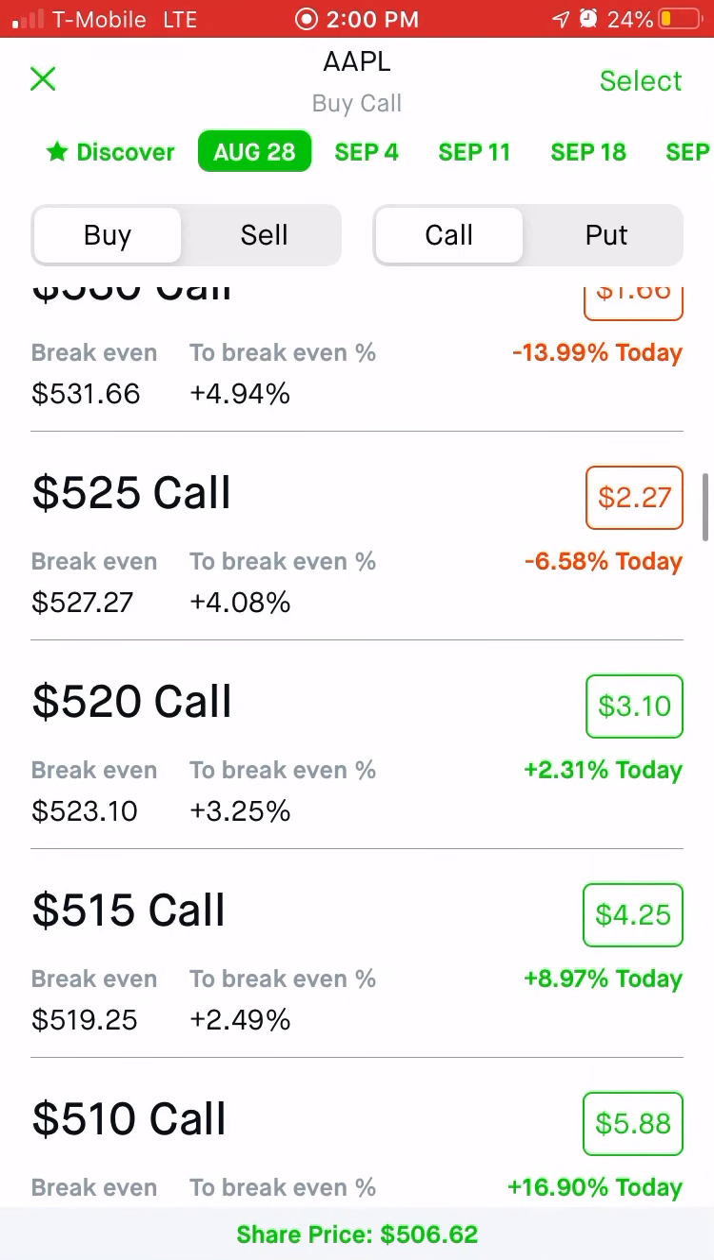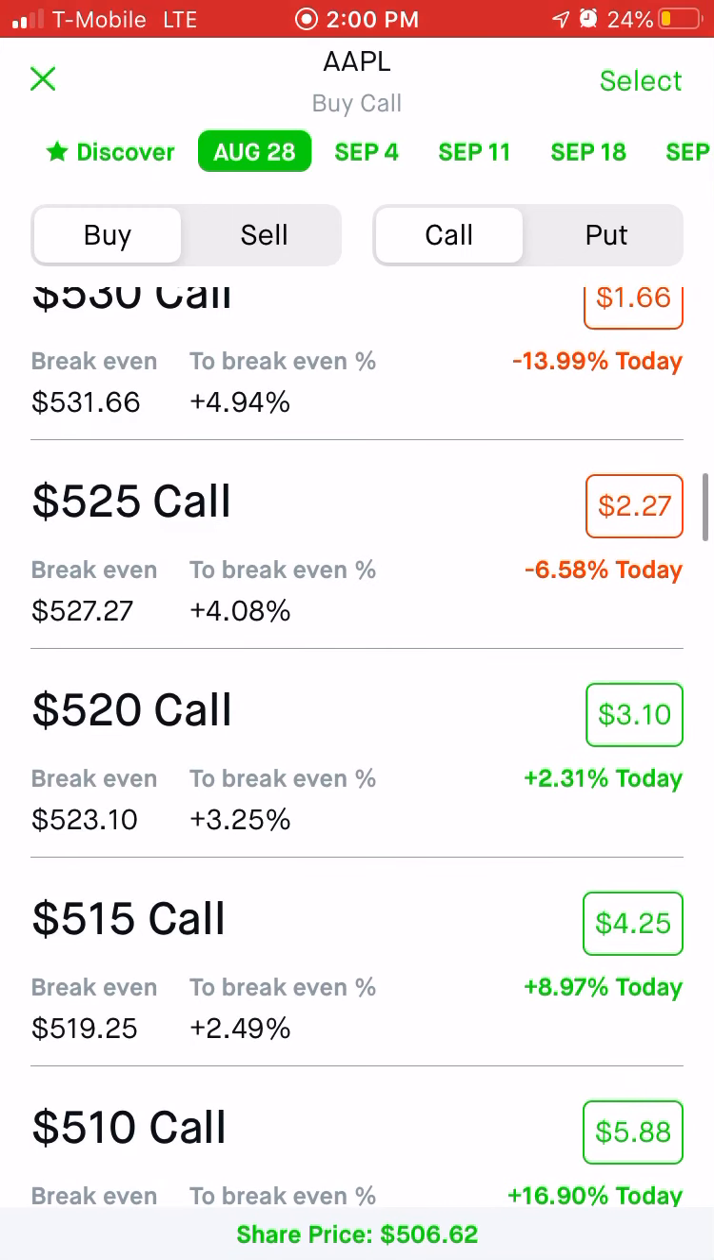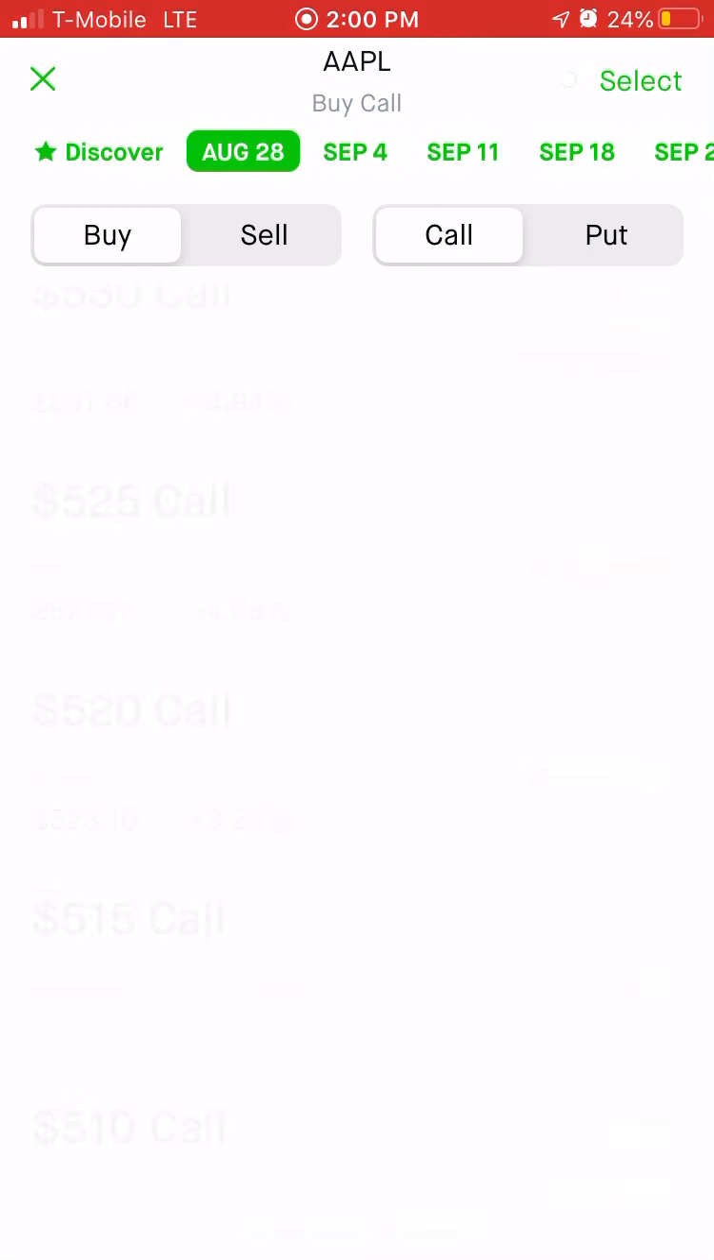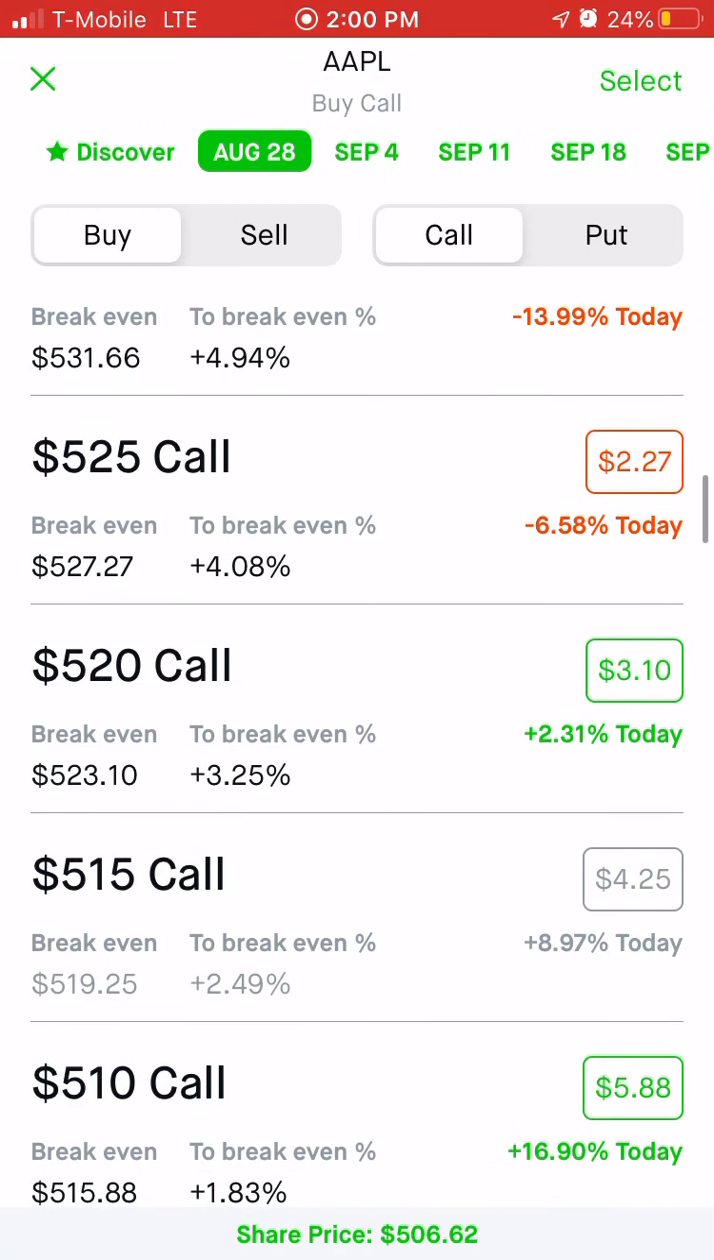And then if it expires out of the money by the time the expiration comes, which you see up here, you lose the entire contract worth. All the money that you bought it with is basically gone. If you go on Wall Street Bets, you can find all the YOLOs, trading options, all that.